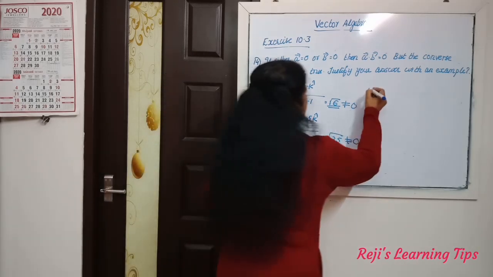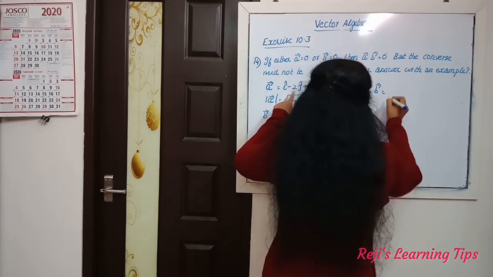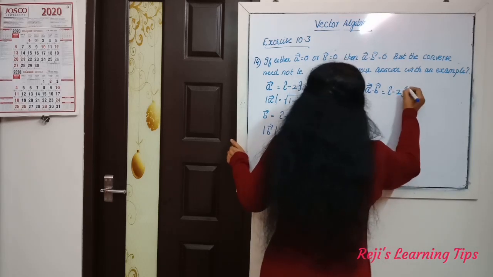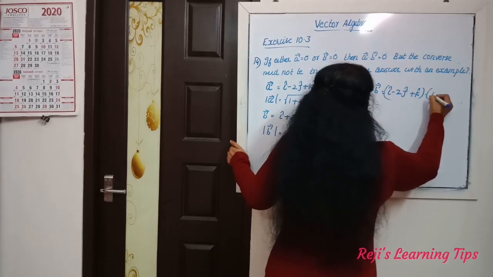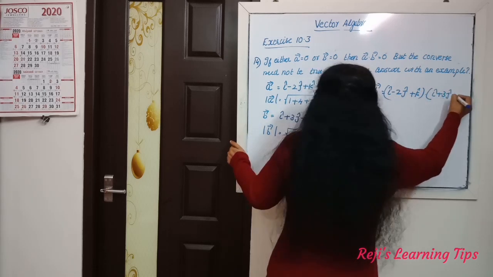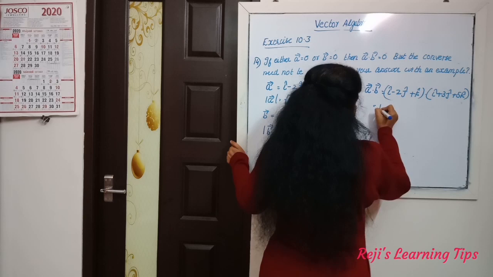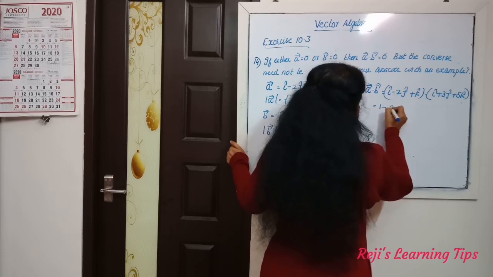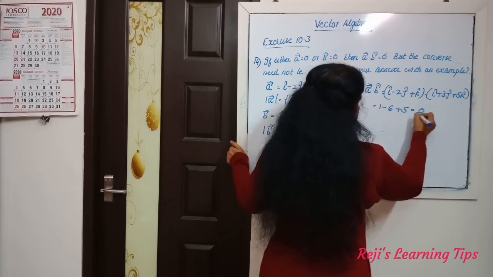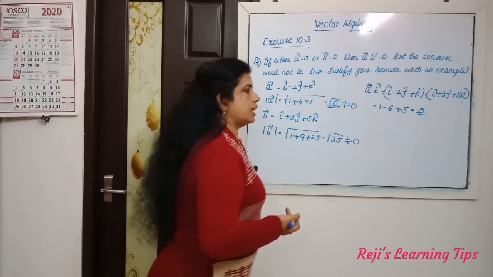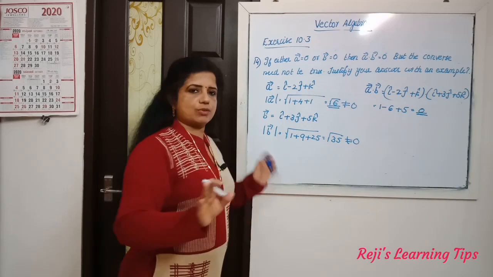Let us see. a dot b is equal to i minus 2j plus k dot i plus 3j plus 5k. Then 1 into 1, minus 2 into 3 means minus 6, then plus 5, then 6 minus 6 means that is 0. So a dot b is equal to 0 there. Here a dot b is equal to 0, but a and b are not 0.